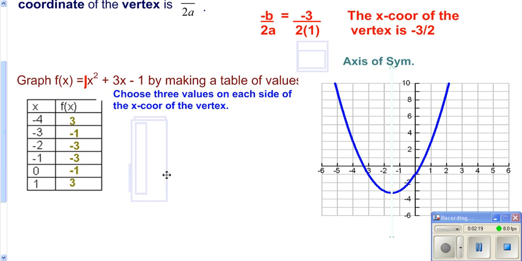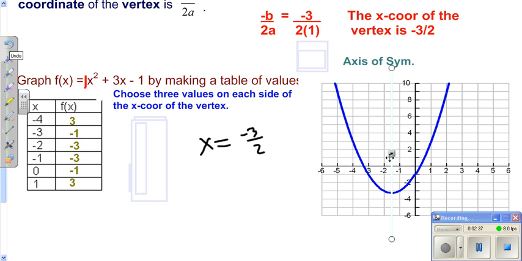You also have your axis of symmetry, which is a vertical line that cuts your graph in half. Your axis of symmetry is the same as your x-coordinate of your vertex, but it always has to be x equals. So it's x equals negative 3 over 2. And whether you write that as negative 1.5 or as a fraction is up to you. Here's your axis of symmetry. And so this is the graph of this parabola.